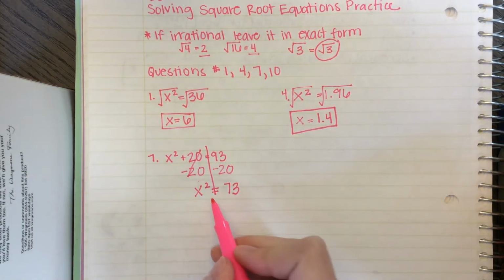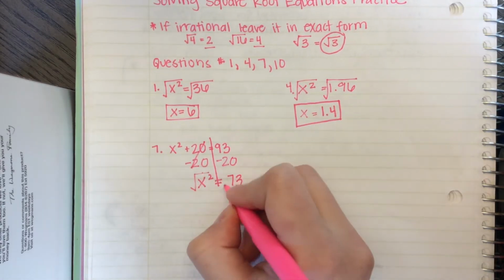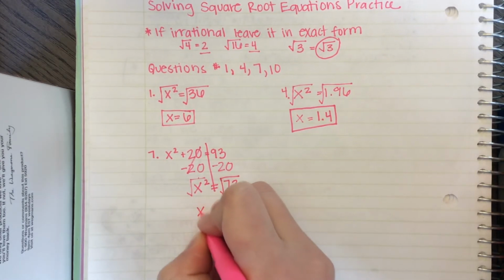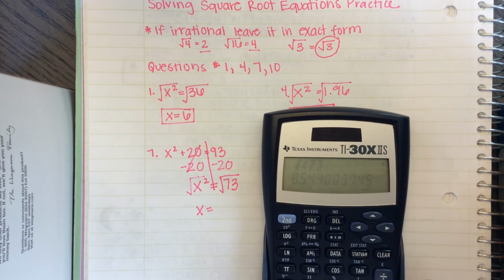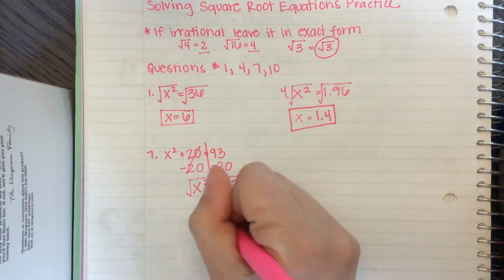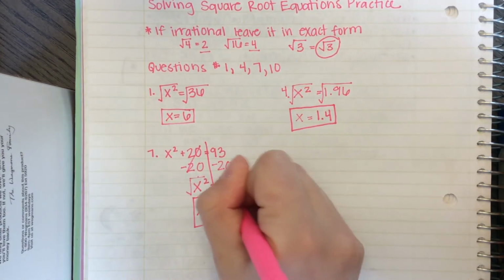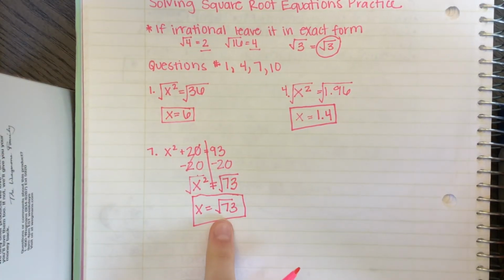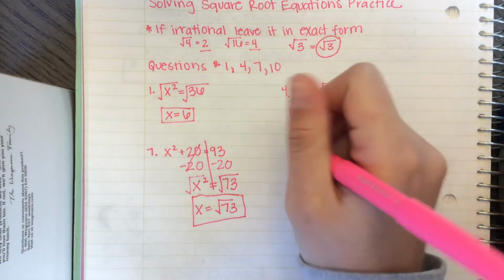Now that I have x squared alone, it becomes just like this problem. Now I can just take the square root of both sides. And I get x is equal to, if I do the square root of 73, I get an irrational number. So I'm actually going to leave it: x is the square root of 73. And I'll be done with it. Because anybody can type this in the calculator and know what it is. They just got to know to take the square root of that number.